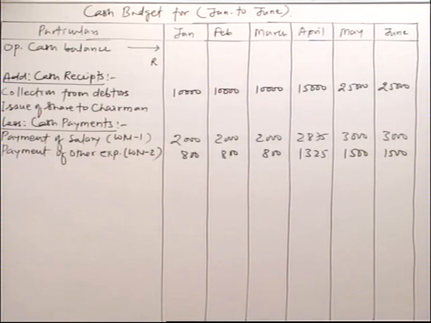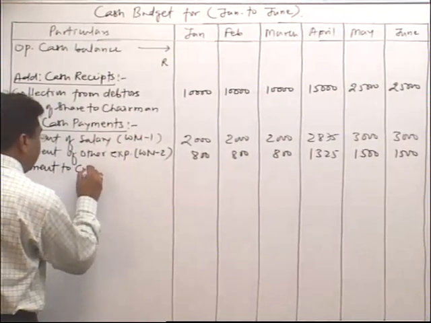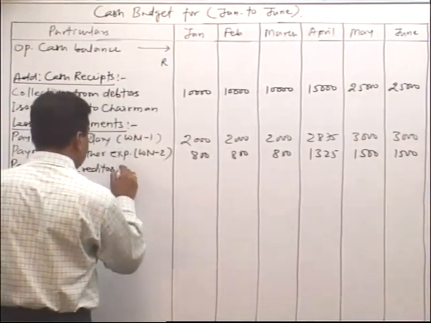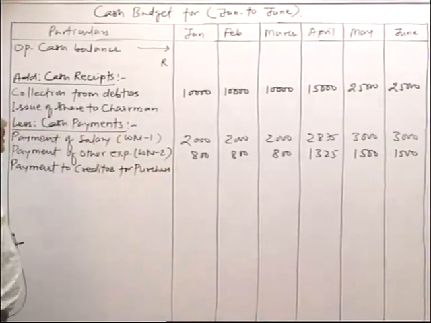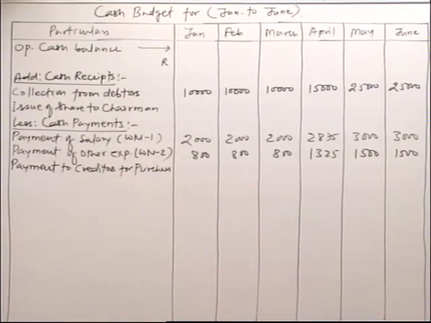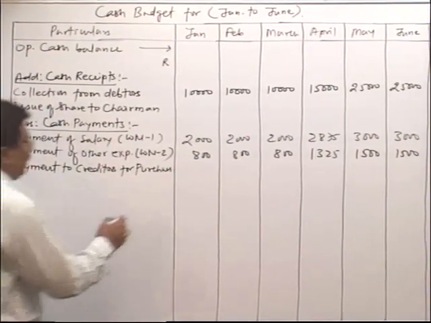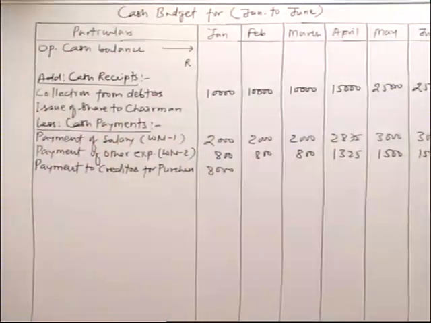Then see the third working note. It is payment to creditors for credit purchase. Payment to creditors for purchases. Now in January we will pay to the creditors of December. Please see the balance sheet. Creditors of December are 8,000. So write here 8,000. And the rest of the payment you can pick up from working note 3.